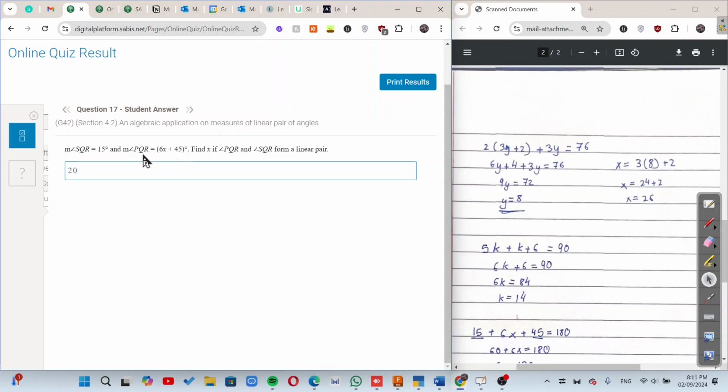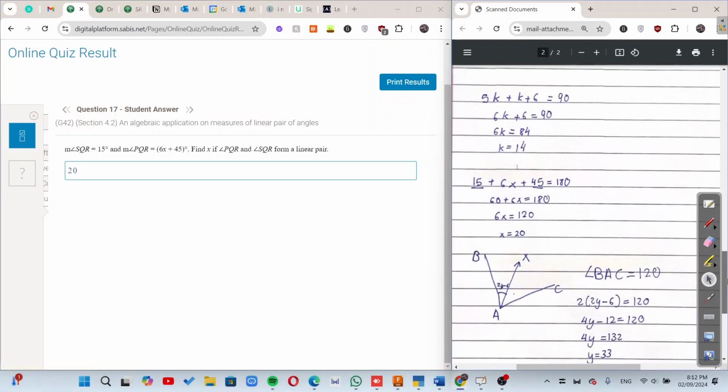So now it's telling you that you have an angle SQR, which is equal to 15, and MQR, which is equal to 6x plus 45. Find x if you know that PQR and SQR form a linear pair. What does it mean to form a linear pair? It means that their values add up to 180. So when they tell you linear pair, it means equal to 180 always.